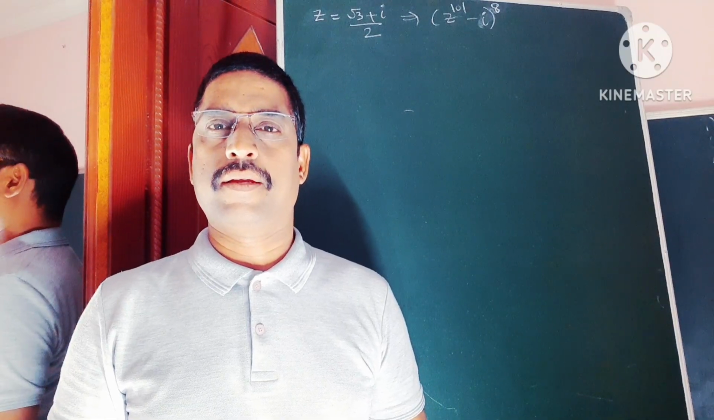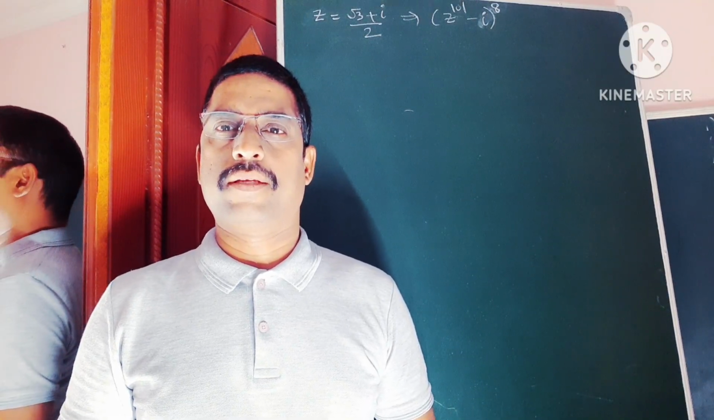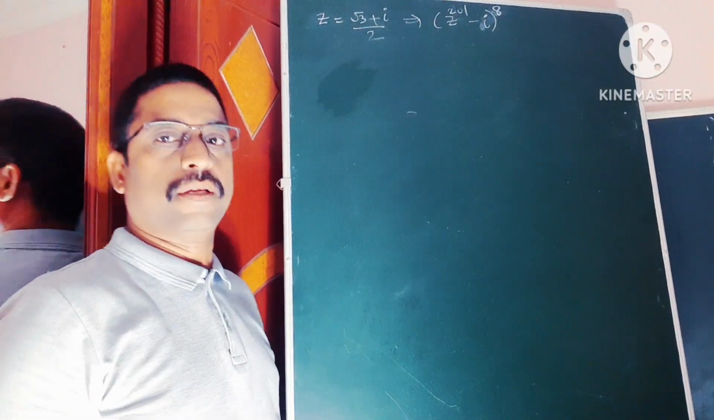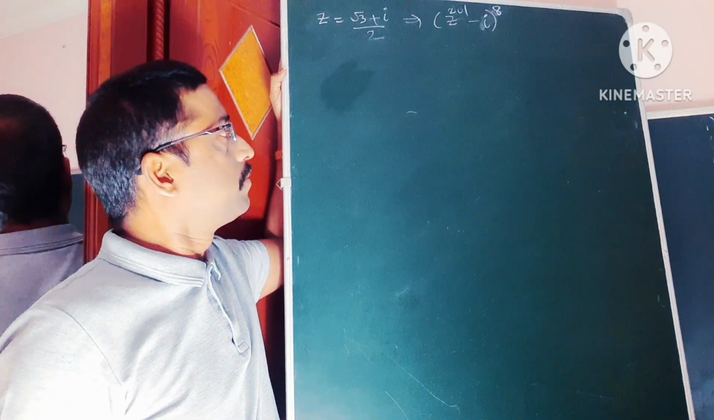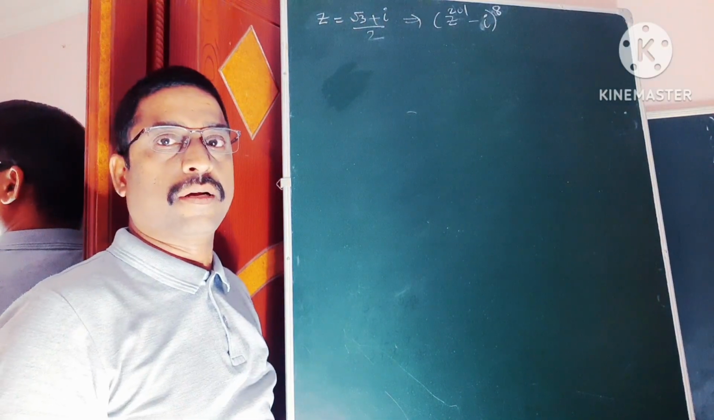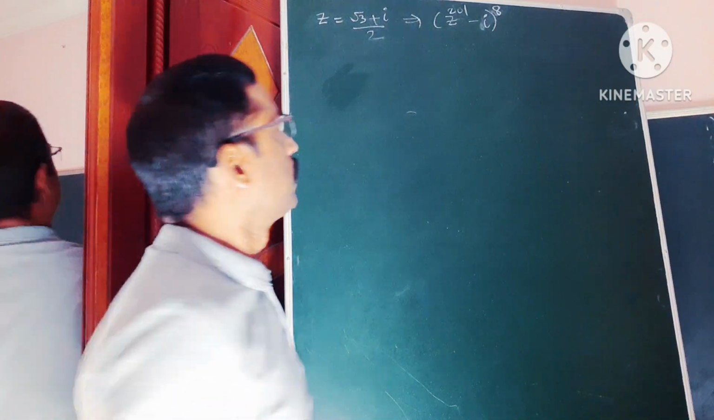Today I would like to explain complex numbers previous year JEE Mains questions. Okay, now explain the 2026 statement. So z is the complex number (root 3 plus i)/2 given. Then find out (z to the power 201 minus i) whole to the power 8.